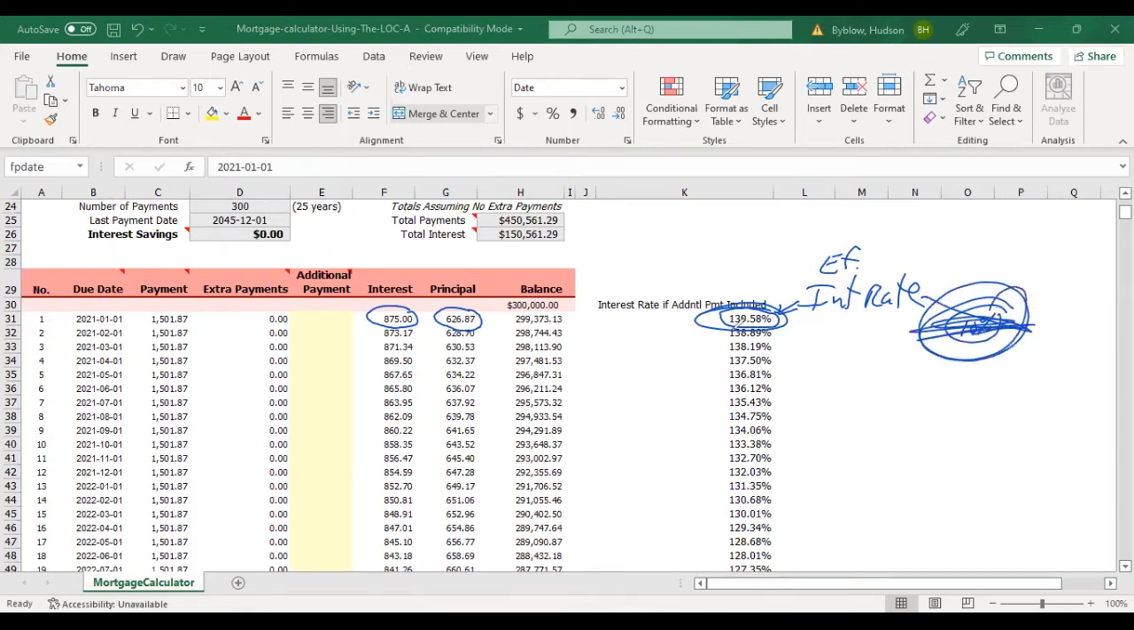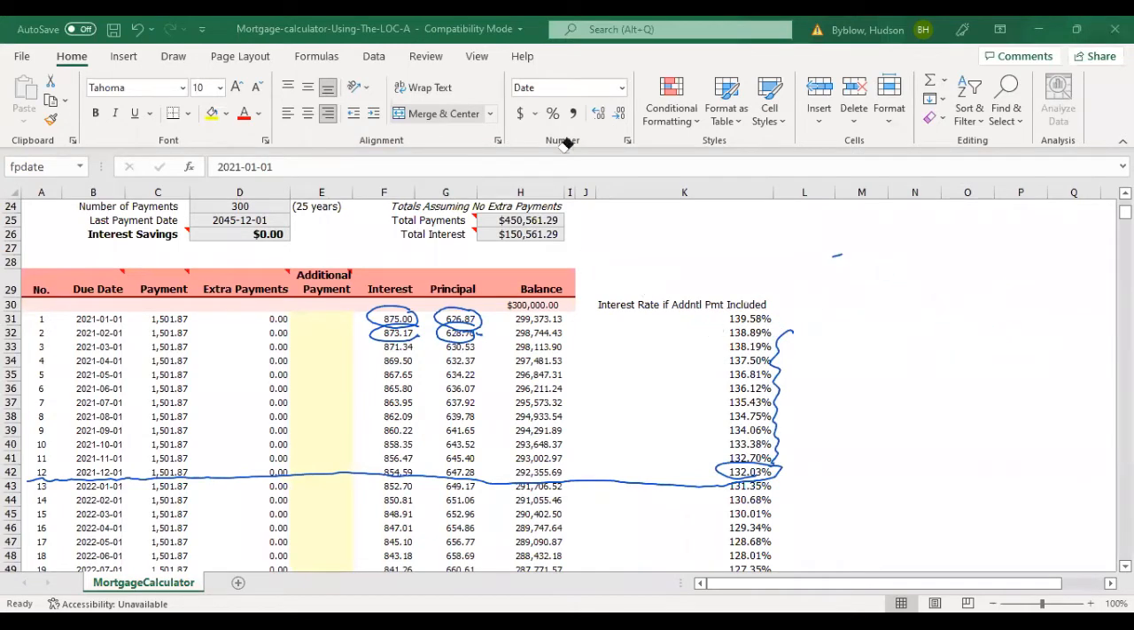Is it worth it? Okay, your next payment, there's your interest, there's your principal. Your next payment's 138, and it goes down and down and down. So if we're doing monthly, here's month 12. So after the first year, your entire first year of paying interest is over 132%. Every payment, you're paying 132%.